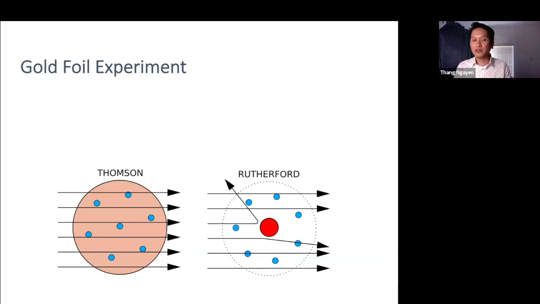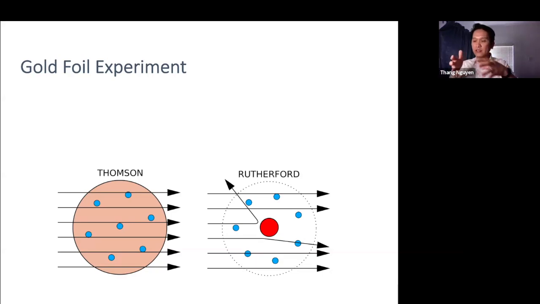Then comes Rutherford, who makes this gold foil experiment. So he has a gold foil, so foil full of gold atoms. Then he shoots these beta particles, these tiny particles, at this gold metal. And in the Thomson model, if everything is evenly distributed like that, then when you shoot these particles at the gold foil, it should just go straight through.